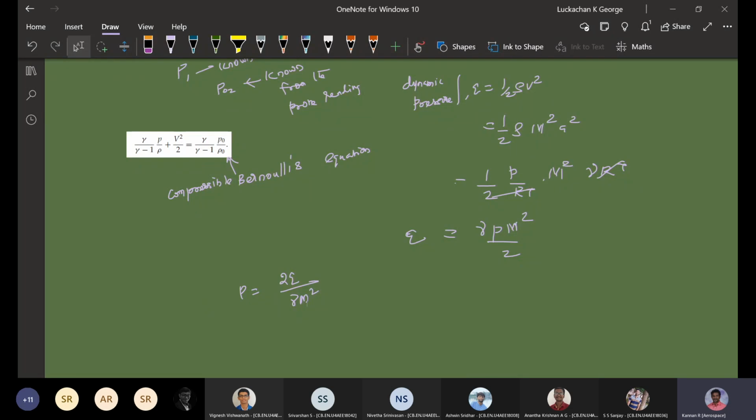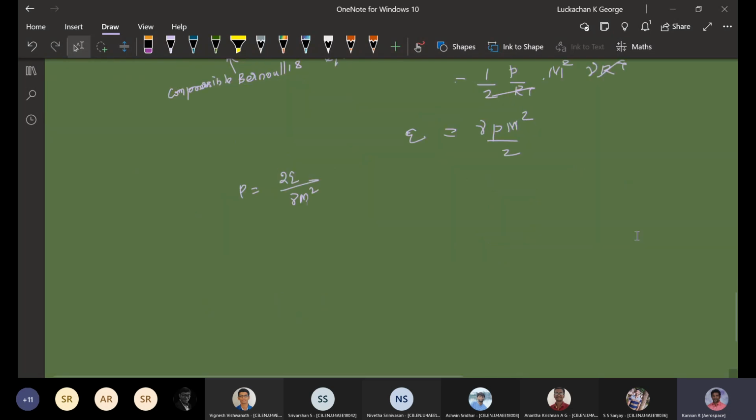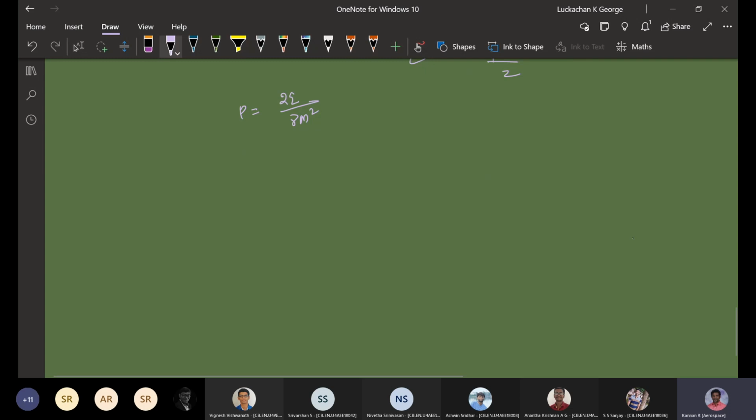Now we are going to see that we have already seen P naught by P is equal to 1 plus gamma minus 1 by 2 M infinity square, raised to the power gamma by gamma minus 1. So further we can write P naught is equal to P into 1 plus gamma minus 1 by 2 M infinity square, raised to gamma by gamma minus 1.